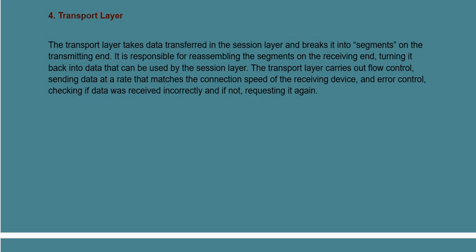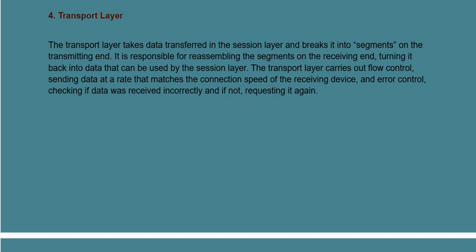The next layer is the transport layer. The transport layer takes data transferred in the session layer and breaks it into segments on the transmitting end. It is responsible for reassembling the segments on the receiving end, turning it back into data that can be used by the session layer.